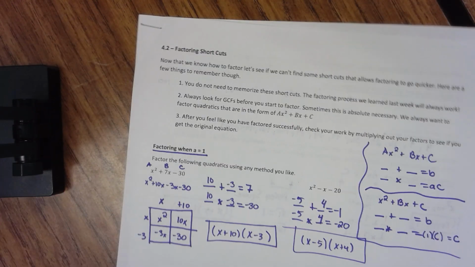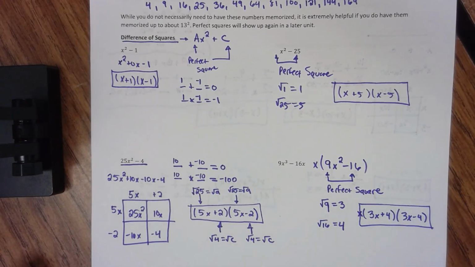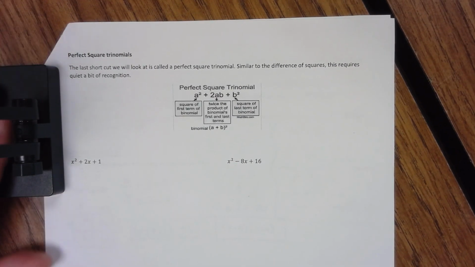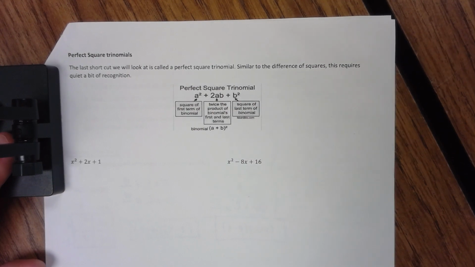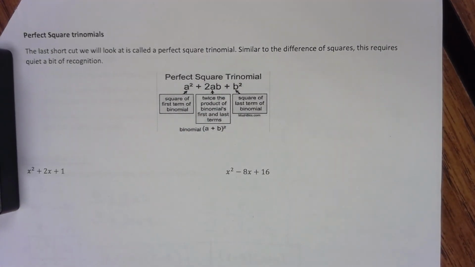All right, so the other shortcut we looked at is the difference of squares. That one's helpful. Again, you don't need to have that one memorized, but if you recognize it, it's really quick to use that formula. So the last one, the perfect square trinomial, is kind of similar to the difference of squares, and it requires quite a bit of recognition. So here's how we know we have a perfect square trinomial.